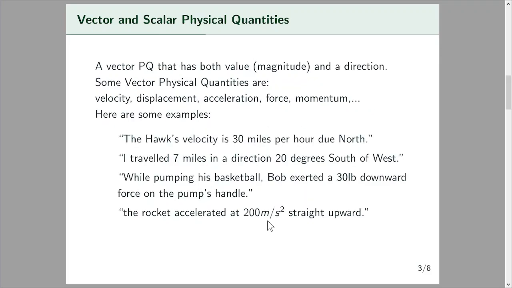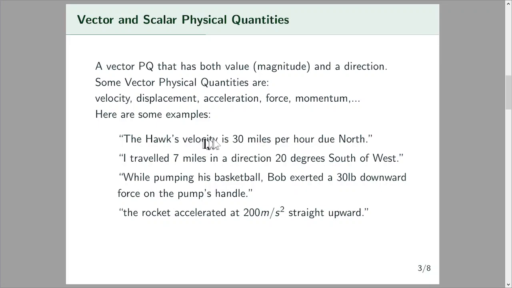A vector physical quantity has both a value, or magnitude, and a direction. Some vector physical quantities are velocity, displacement, acceleration, force, momentum. So here are a few examples of those. A hawk's velocity is 30 miles per hour due north. So the magnitude is the 30 miles per hour, and the direction is due north.